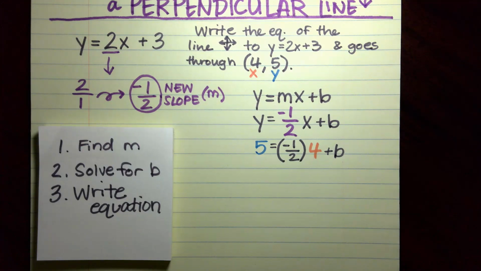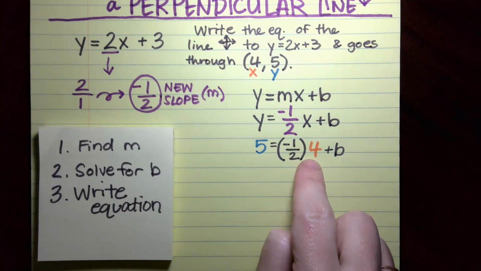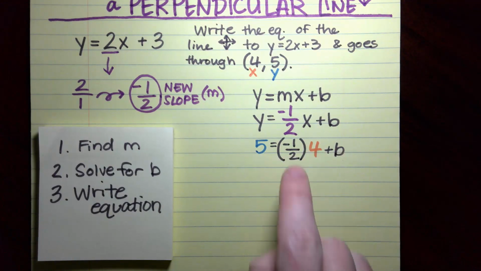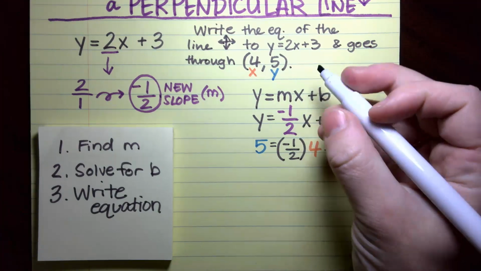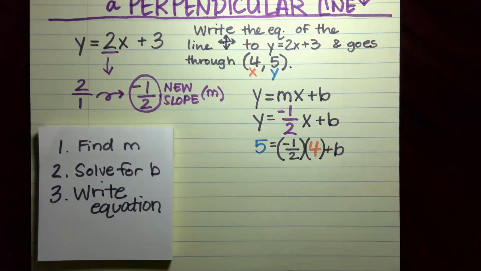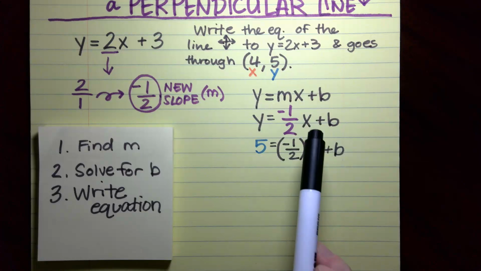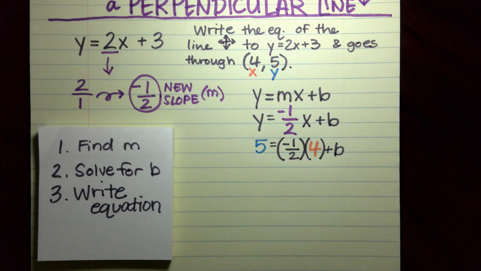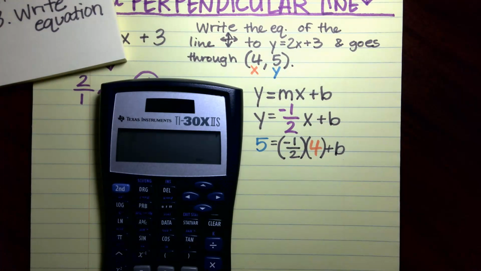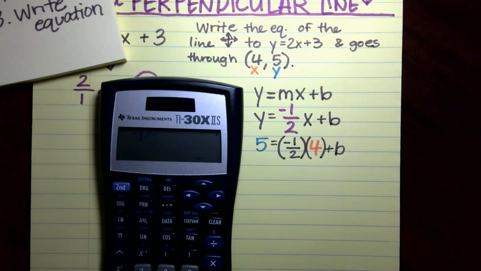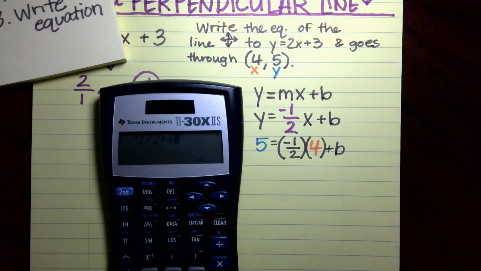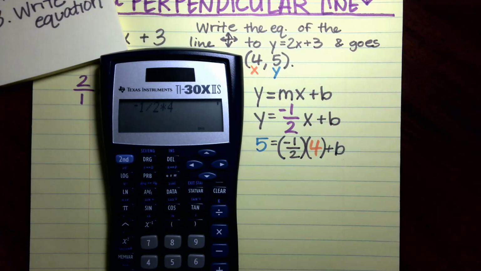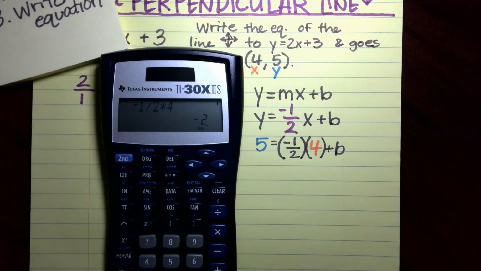Subtract, add 2. So what we have here, guys, is a multiplication problem. Remember, when we have a number outside of parentheses, we have multiplication. If it helps us feel better, maybe just put them both in parentheses. We're multiplying here because we have m times x, negative 1/2 times 4. So let's see what that's going to be. Negative 1 divided by 2 times 4. This is how I would type that in. Negative 1 divided by 2 times 4 equals, and I get negative 2.